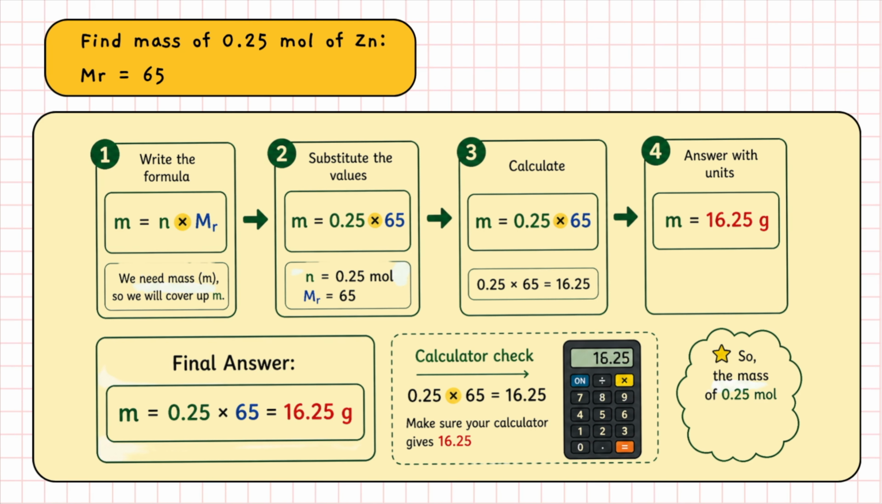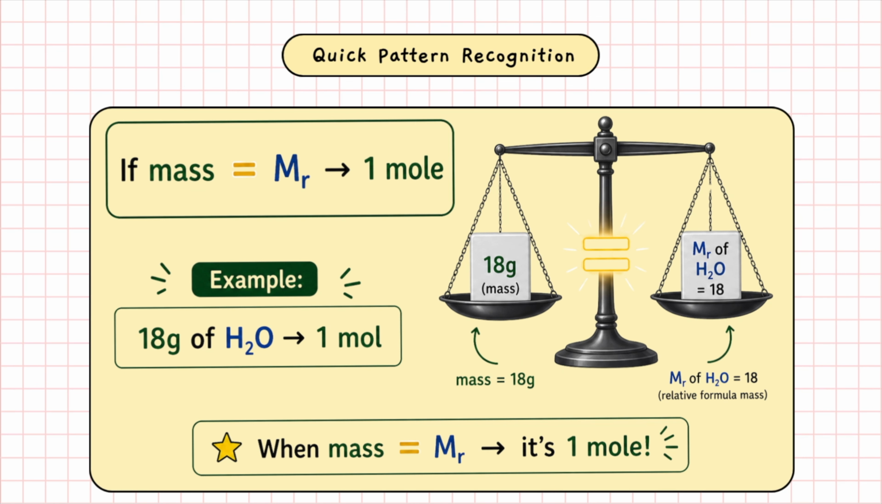Now the reverse. Find the mass of 0.25 moles of zinc. Mr of zinc is 65. Mass equals moles times Mr, so 0.25 times 65 equals 16.25 grams. Here's a pattern that saves time. If the mass equals the Mr, then you have exactly 1 mole. So because the Mr of water is 18, 18 grams of water is 1 mole.